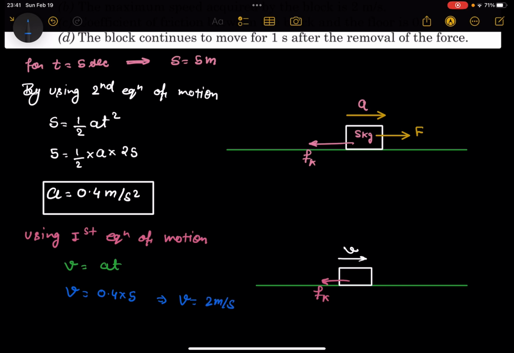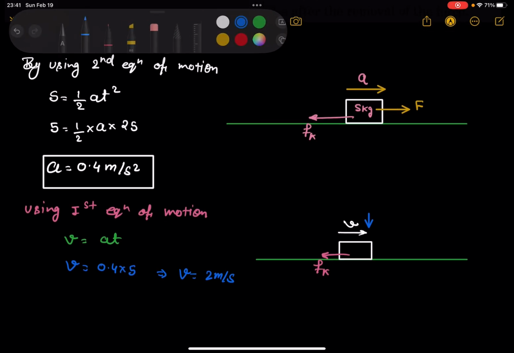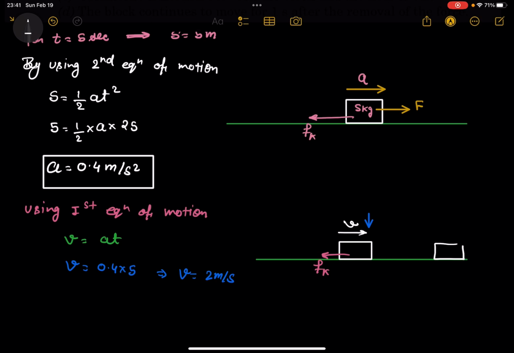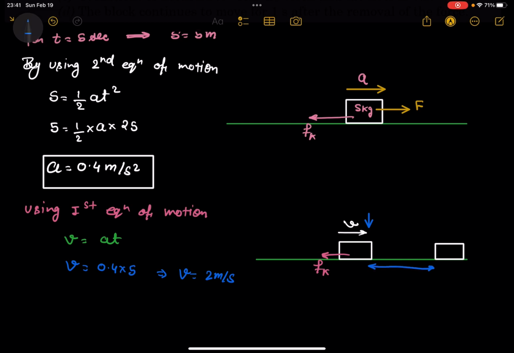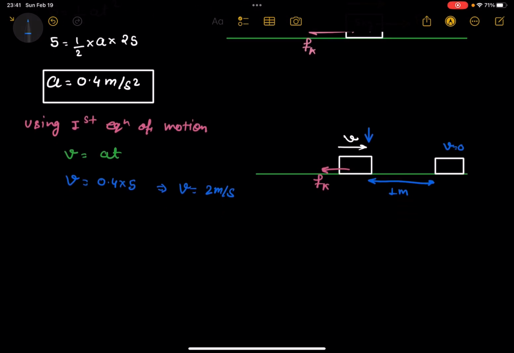And my dear friend, because of this kinetic friction force, this velocity further decreases. After a distance of 1 meter, this block comes to rest. So this distance is 1 meter, and finally the block is at rest. So we can very easily calculate the kinetic friction by using the work energy theorem or the third equation of motion, both are the same thing.